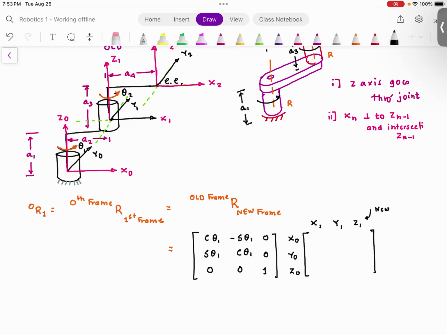And this is extremely important. So please try to understand this matrix is going to look like 0, 1, 1, 0, 1, 0, 0, 1. This is identity matrix.